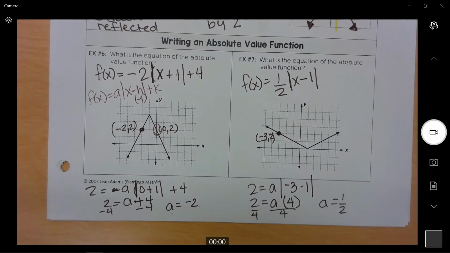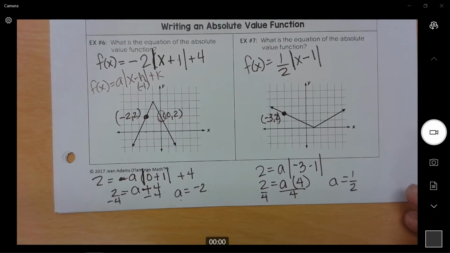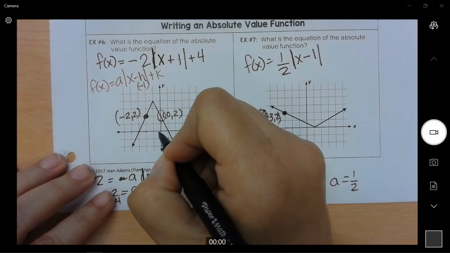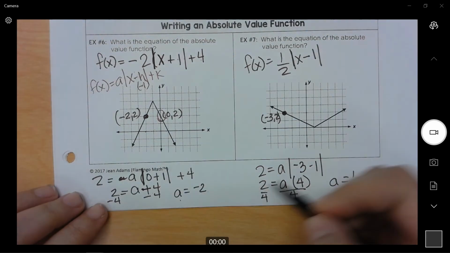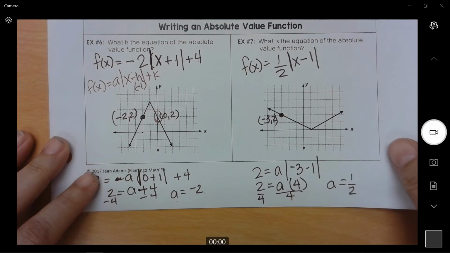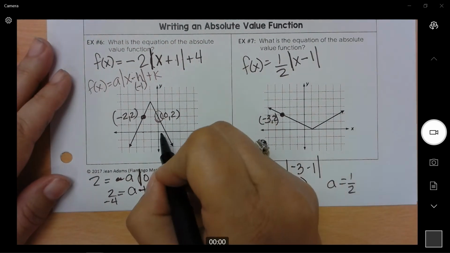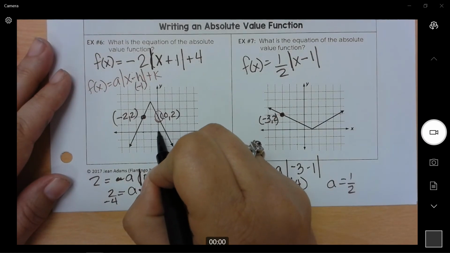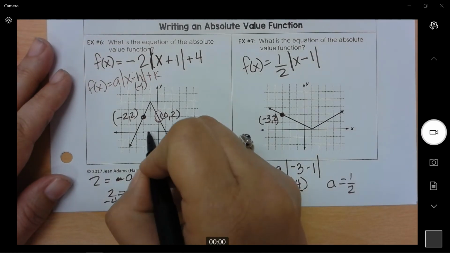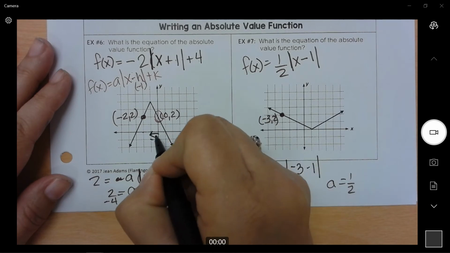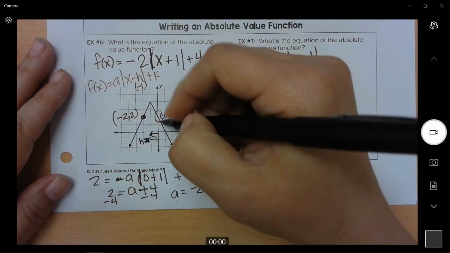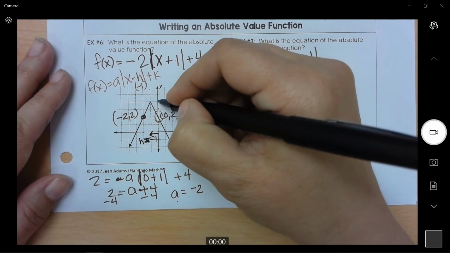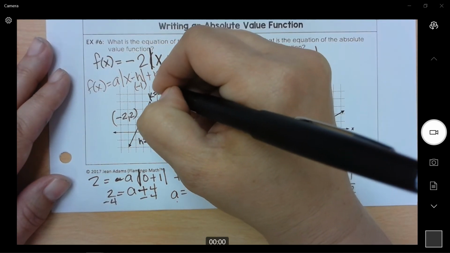Okay, so writing an absolute value function, we have these functions, so we're trying to figure out, well, what is the function? We are going to do this one again on the next, actually you should be able to do it. So we are moving over from 0, 0, we went over to the negative 1, so we went 1 over, h is negative 1, and then we went 1, 2, 3, 4 up, so k ends up being positive 4.